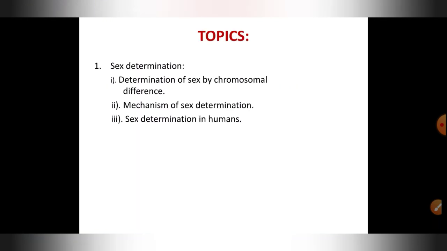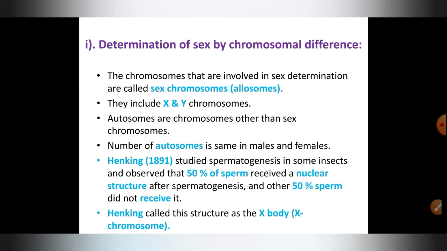So let me tell you, we have started with sex determination. I told you how the determination of sex can take place by chromosomal difference, how the mechanism of sex determination takes place. You have studied 3 different types of mechanisms, then sex determination in humans. So here I told you there will be 2 types of cells, somatic cells and gametic cells. Somatic cells are also called autosomal cells and allosomal cells, like that.